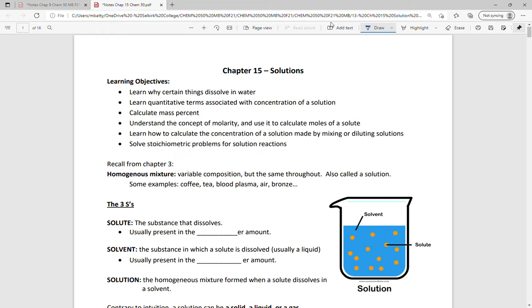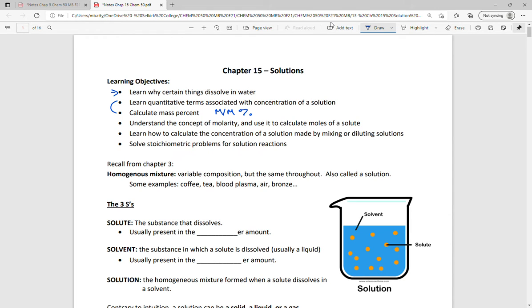The videos are going to be kind of looped together. So the first one is going to be on why things dissolve. Then we're going to talk about the quantitative terms associated with concentration of a solution and the mass percent, which is sometimes seen as mm percent. So that's going to be in the second video.